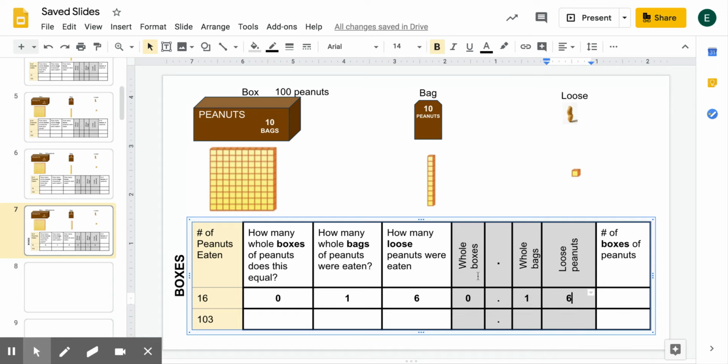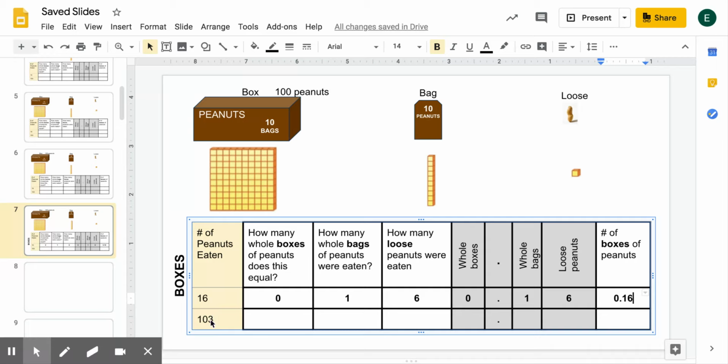So written as a number, as a decimal, that would be 0 and 16 hundredths. 0 whole boxes, one bag, and 6 loose. Let's look at the next one.